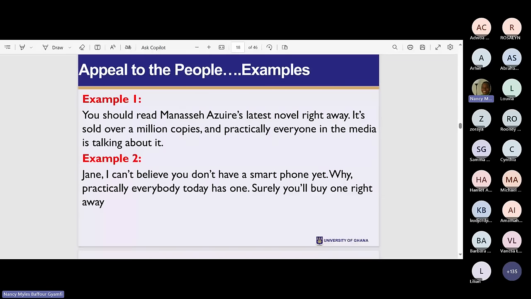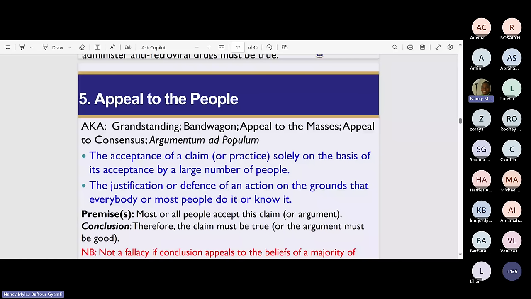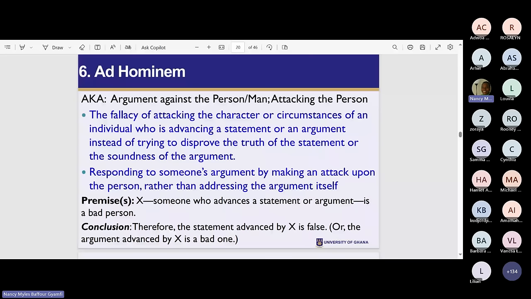Look at the various names given to it: argumentum ad populum, grandstanding, bandwagon, appeal to the masses, appeal to consensus. It's a Latin expression. I said it earlier: argumentum ad populum, popularity, argument from popularity. Okay. Now, let's look at ad hominem.